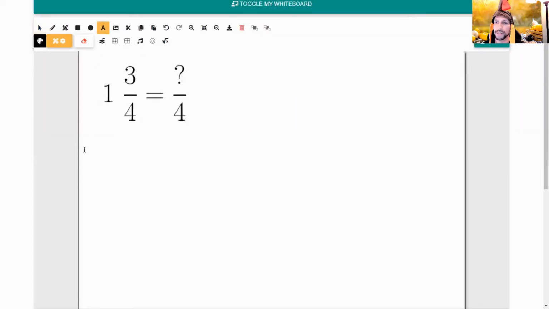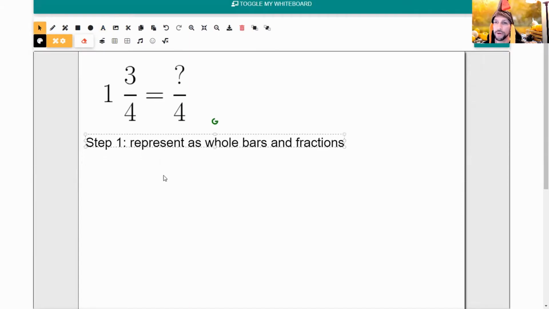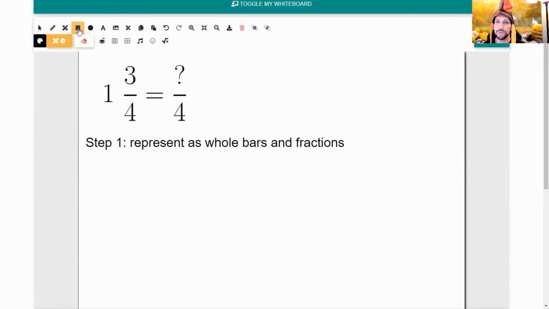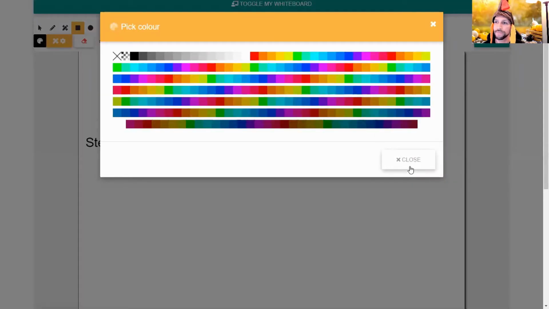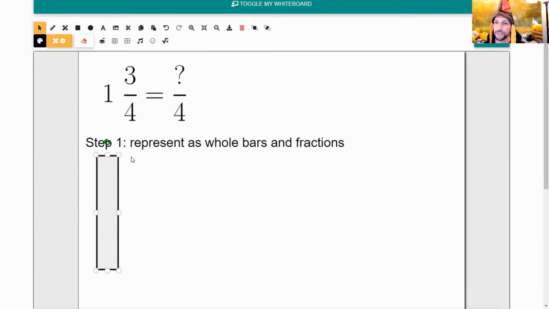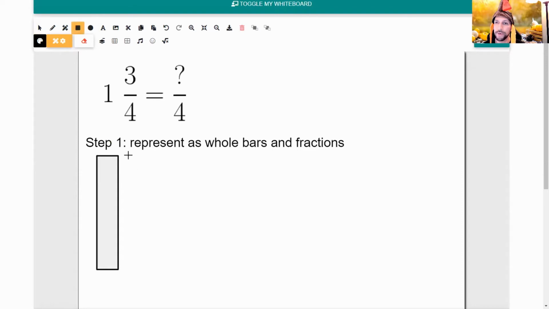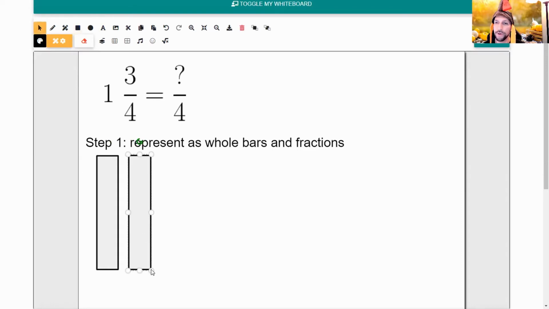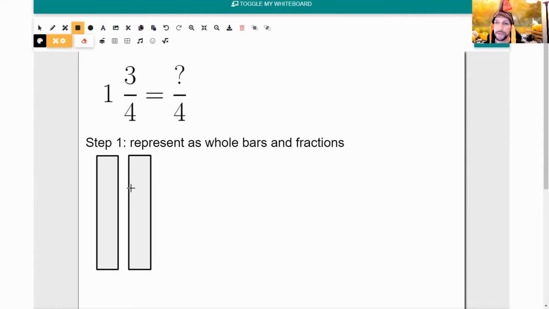Now, when we're visually representing this, our first step, we're going to represent this as whole bars and fractions. And what I mean by that is I'm going to click my rectangle tool. I'm going to make sure it has no fill. And I'm going to represent a whole bar for my 1 and then fractions for my 3/4. So here's my bar, but I don't have the full bar full. I have 3/4 of it. So instead of the whole bar, I'm going to represent this as 3/4. So I'll shade the 3/4 that we have.